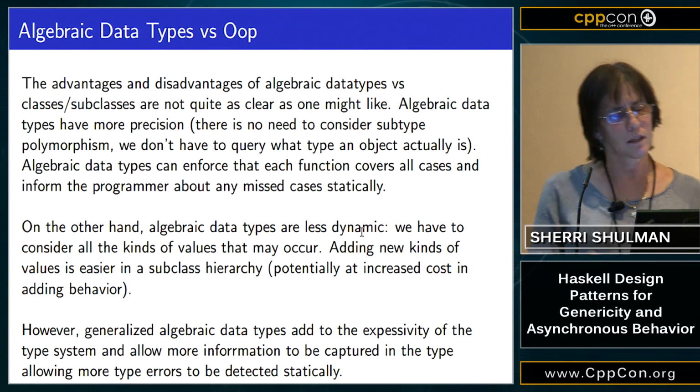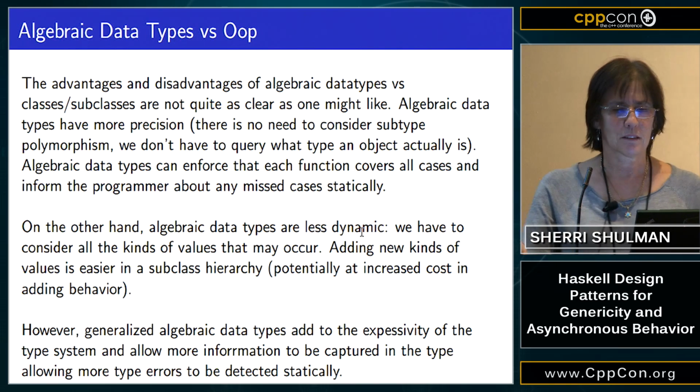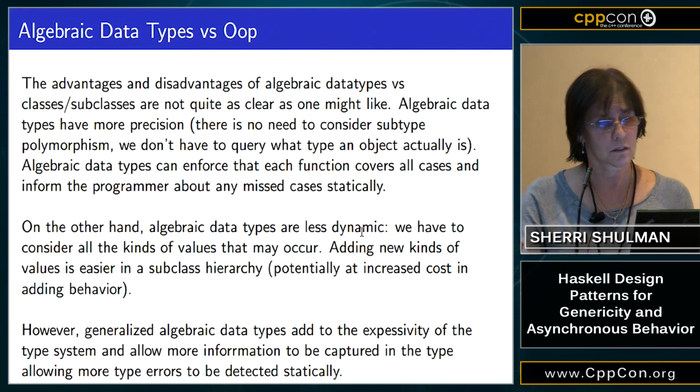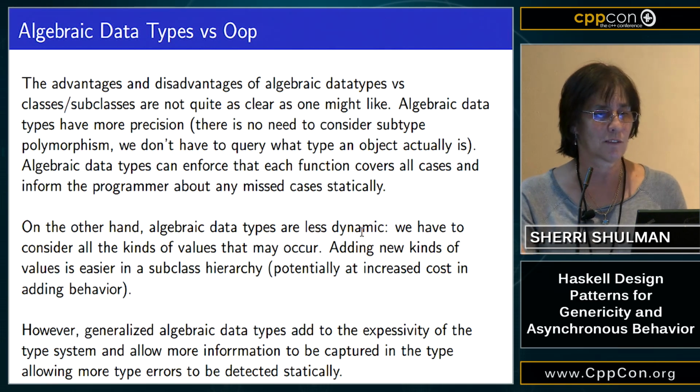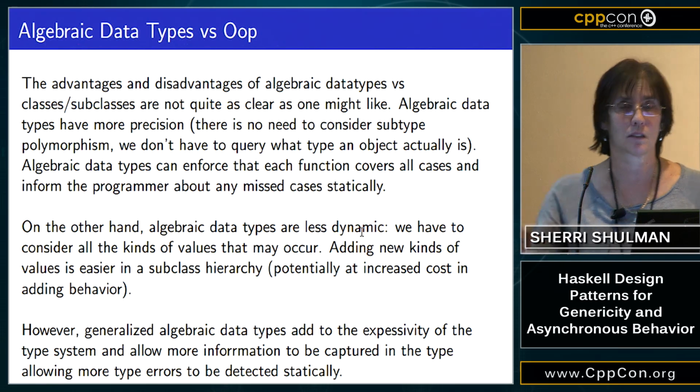All right, so algebraic data types and object-oriented programming. As I was saying, the advantages and disadvantages aren't necessarily as clear as you might want or think. Algebraic data types have more precision. There's no need to consider subtype polymorphism. We don't have to query what type an object actually is. It's there in the type.